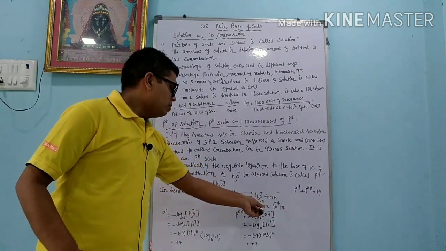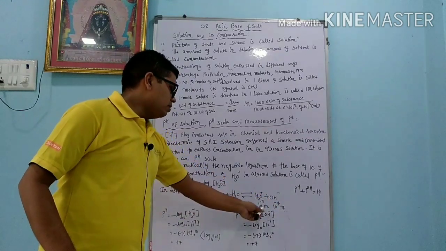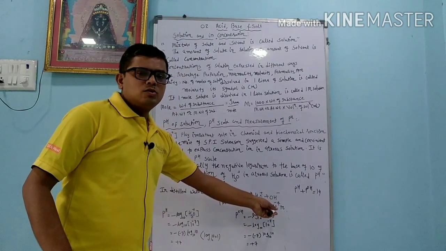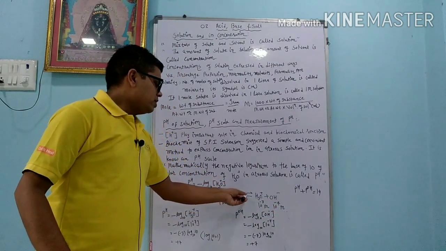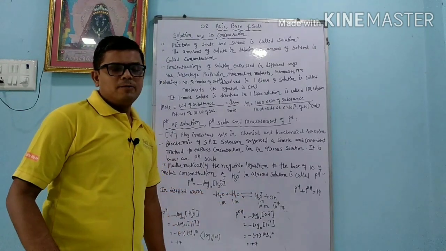1 molar of H3O plus ion and 1 molar of OH minus I am not getting, but if I compare them, then the quantity of H3O plus ion and OH minus is very less. So it is called the weak electrolyte, and the reaction indicates that the reaction is reversible. So water is a weak electrolyte.